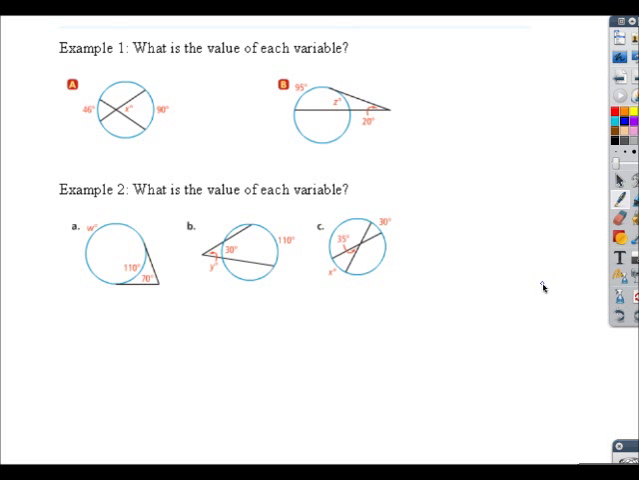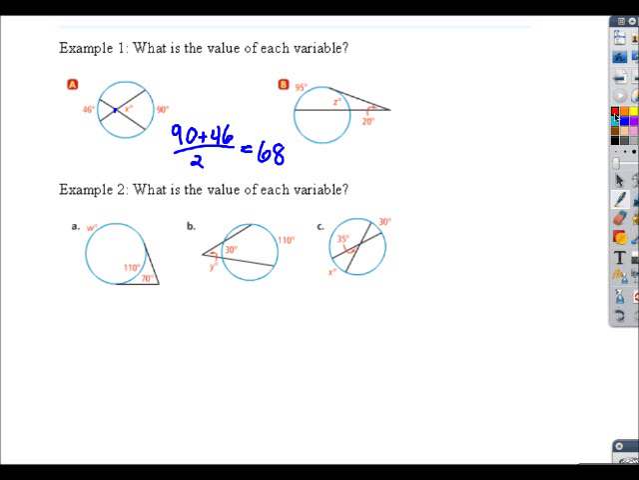For example 1, what's the value of each variable? So to find x, these intersect on the inside, so I add them, and I divide by 2. Now make sure you add the two together before you divide by 2, because if you don't plug it into your calculator right, it'll only divide the second part. So I add those up, divide by 2, I get 68.